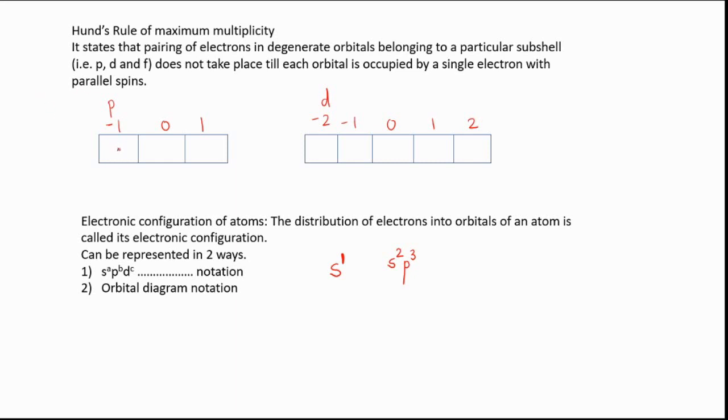Let's say I have 3 electrons in p. By Hund's rule of maximum multiplicity, I will first fill the 3 electrons singly. If I have 4, then the 4th electron will pair. Similarly in d, if I have 5 electrons, I fill them singly, and the 6th electron is the one which will get paired. So this is the orbital diagram notation.